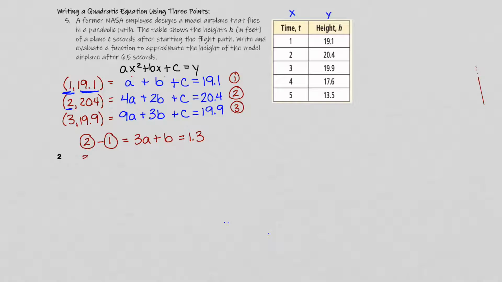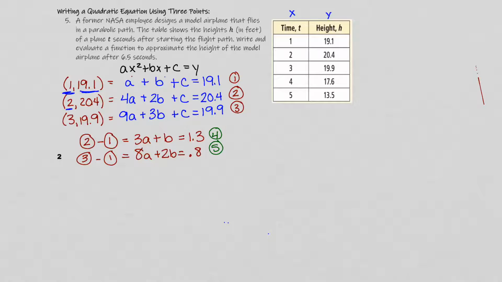I'm going to take equation 3 minus equation 1. So I have 9a minus a is 8a. 3b minus b is 2b. C minus c is 0, so I don't have to write a c. And then 19.9 minus 19.1 is 0.8. Okay? So this gave me equations 4 and 5.